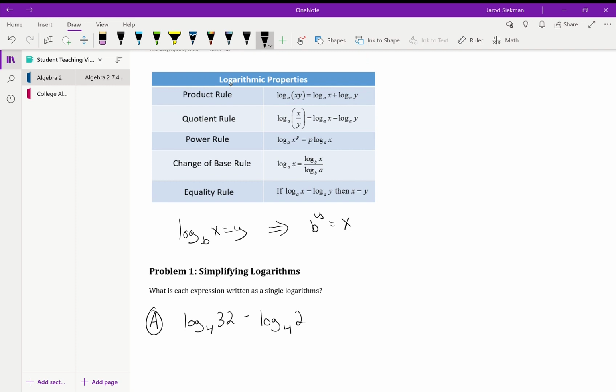You've probably seen this before, where if we have a log base b of x and that equals y, we can rewrite it as b to the y equals x. This will be important in simplifying logarithms.